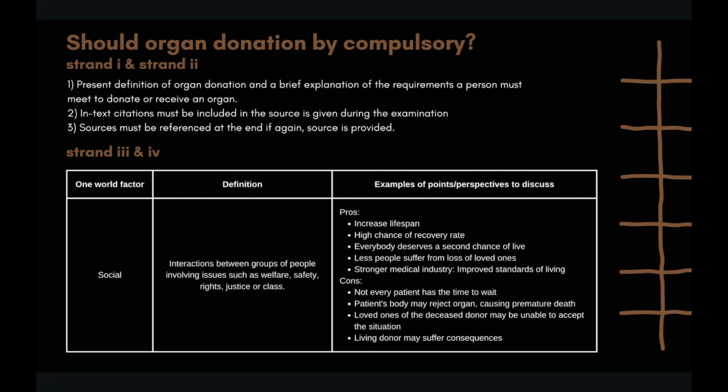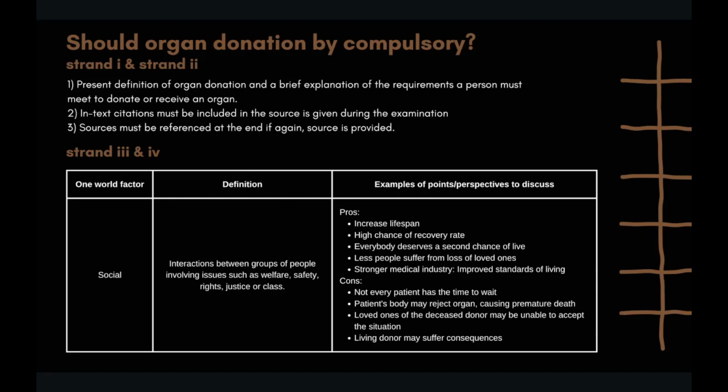And any emotional aspects also fall under the social one world factor. So you can talk about the people surrounding the person who's receiving the organ. Fewer people have to suffer from loss of loved ones. And you'll also be able to get a stronger medical industry because more research is focused on this. Maybe there's more of a budget given to allow organ transplants. So this generally improves the standards of living.